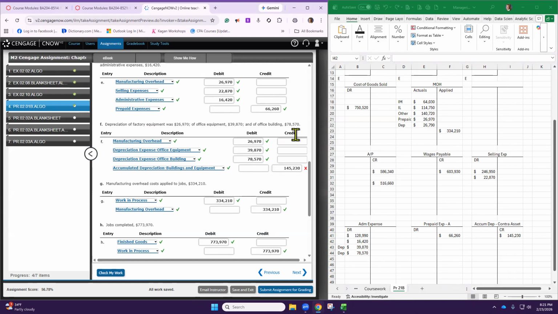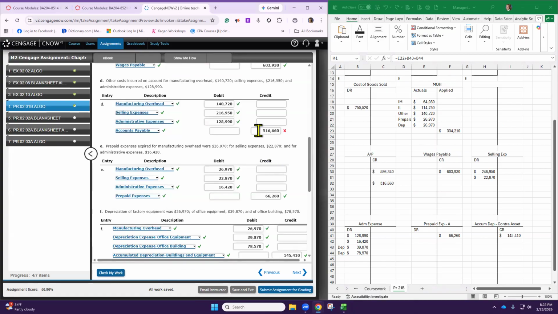Okay, 26,970 is manufacturing overhead. 39,870 and 78,570. Now why that? Transposition again. Yep. So 970. Now let's try this again. Sorry about that. This should be 26,970. Now it should be 145,410. Is that right? Yes. Looks like I didn't get this one done right either.